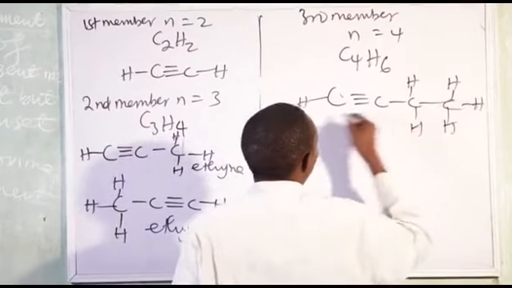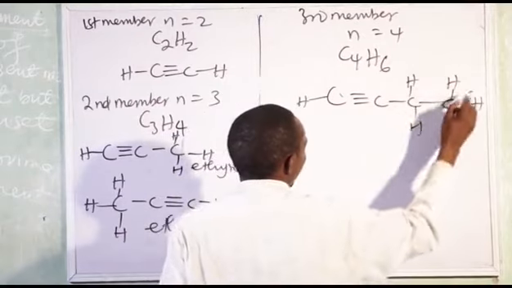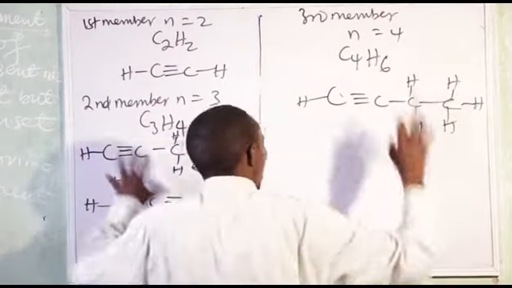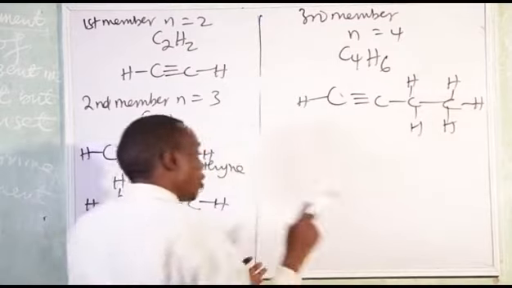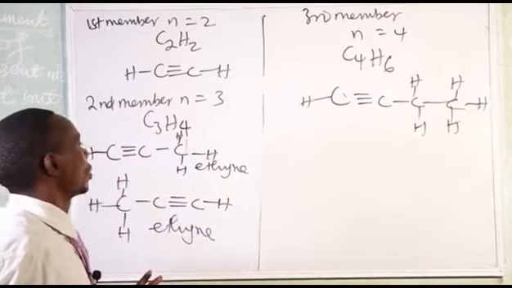This is C4. Count now: 1, 2, 3, 4 carbon, and hydrogen 1, 2, 3, 4, 5, 6. And so on and so forth. I'm introducing you to the general formula, their functional group and their structures.